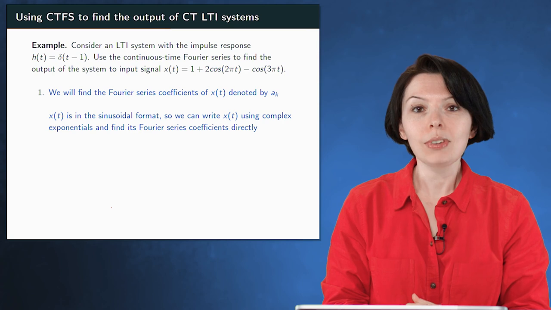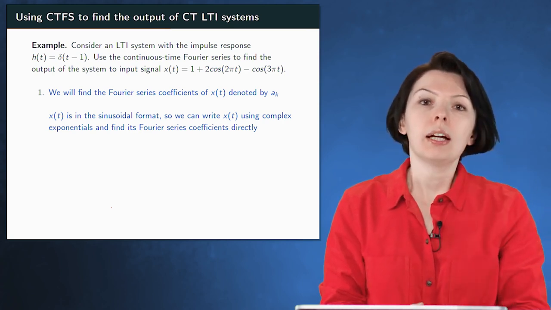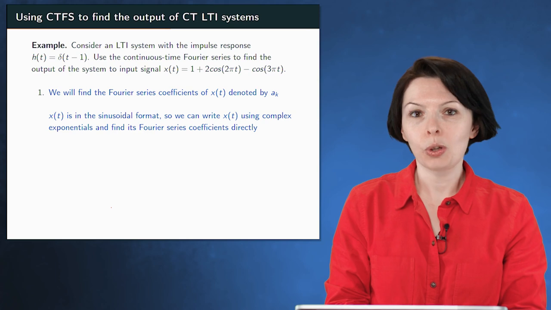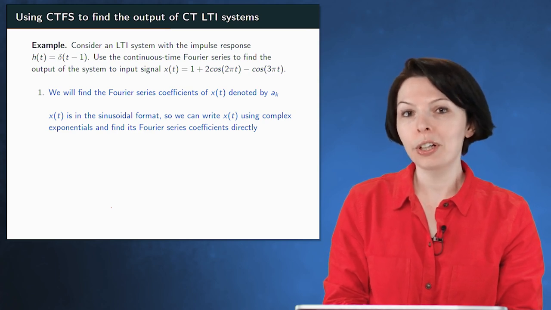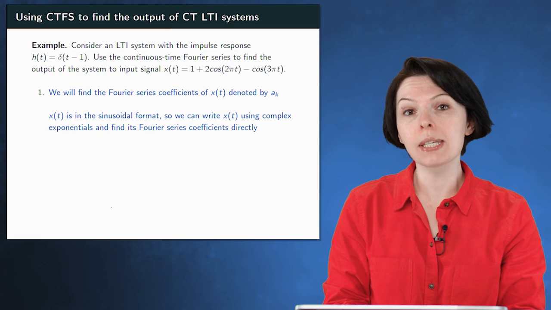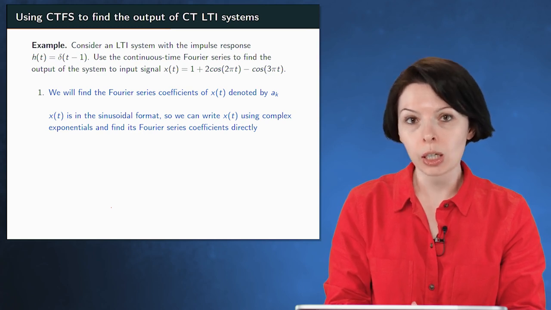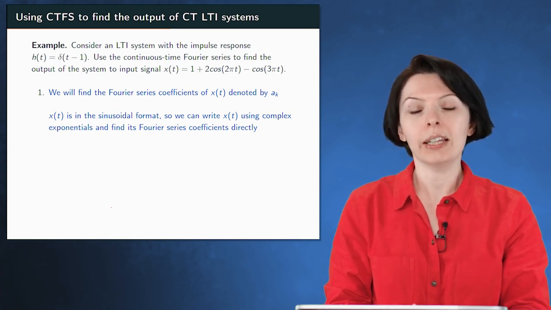Okay. I want to find the Fourier coefficients of x of t, and x of t is given in the sinusoidal format. So the preferred approach for finding a_k is to express x of t in terms of complex exponentials, then compare those terms with the components of the synthesis equation, and then extract the a_k values.